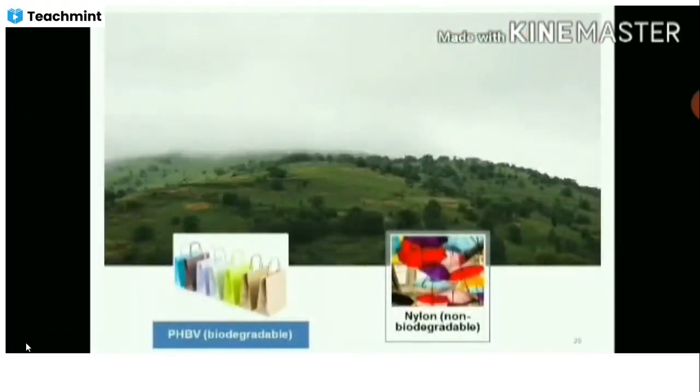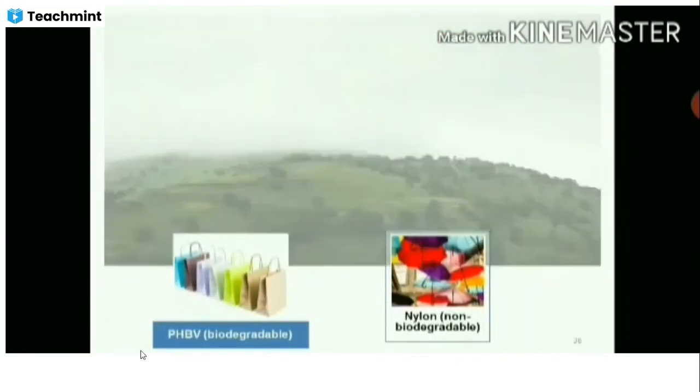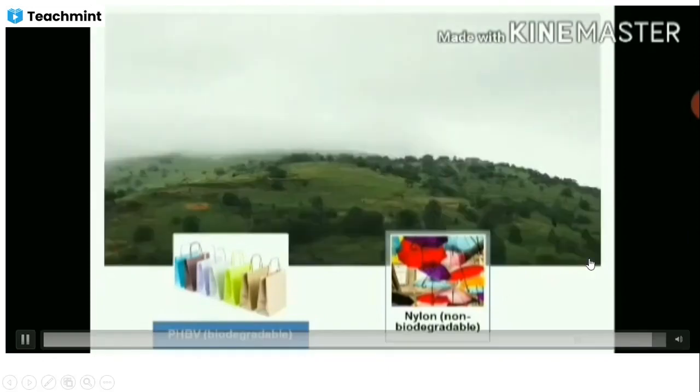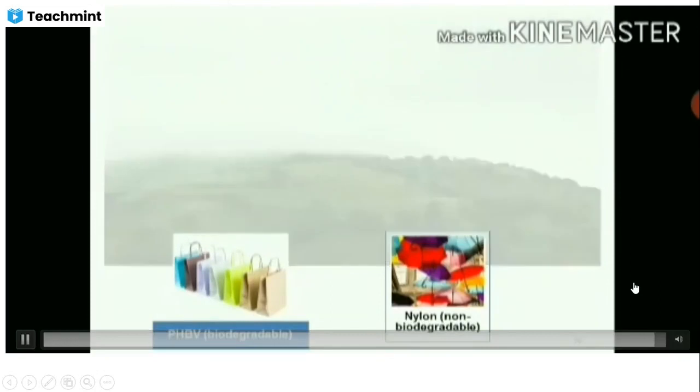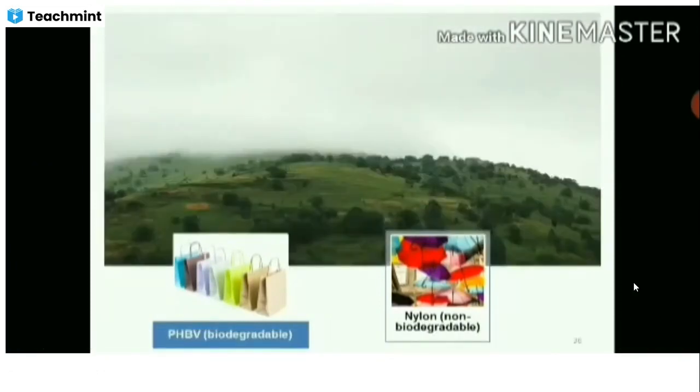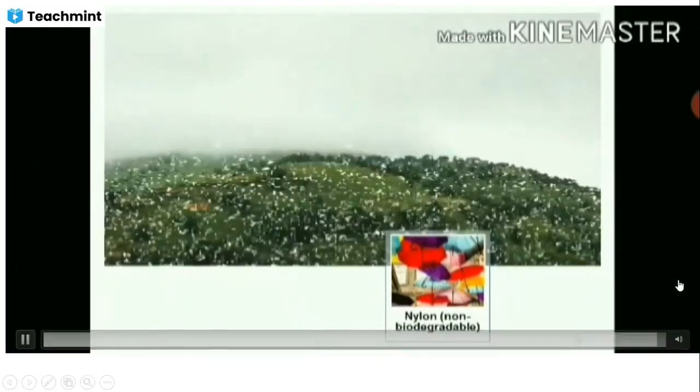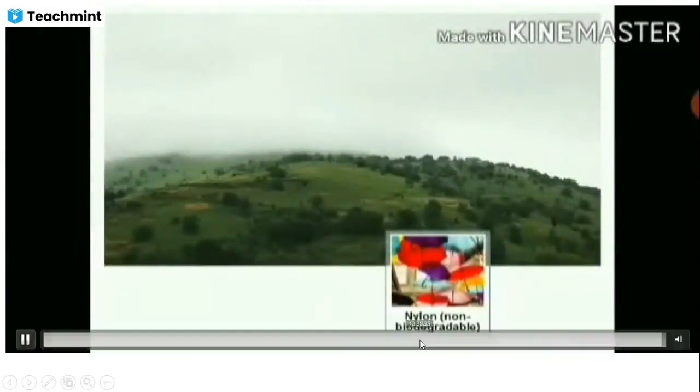Now here in the environment, there is the biodegradable polymer PHBV and the non-biodegradable polymer nylon. As time passes, after a million years, the biodegradable polymer gets destroyed on its own, and the non-biodegradable polymer remains in the environment as a waste material and creates environmental pollution.